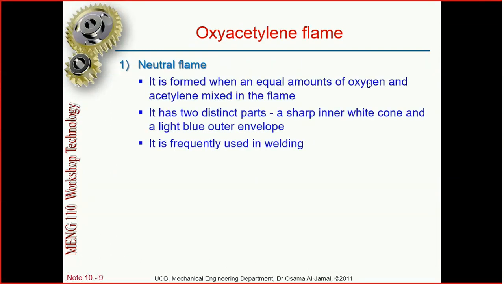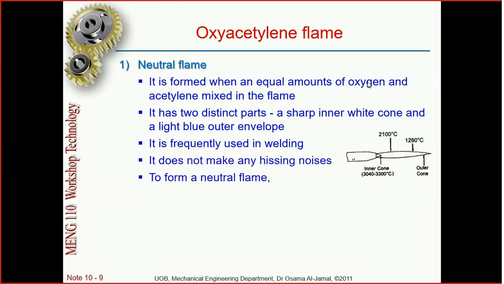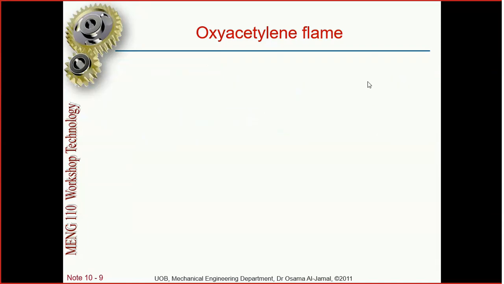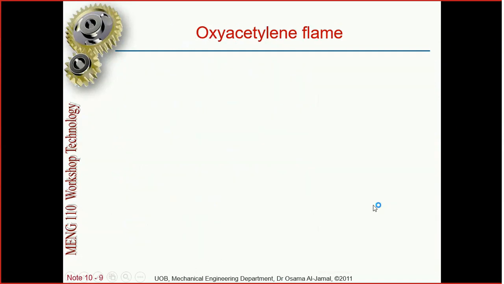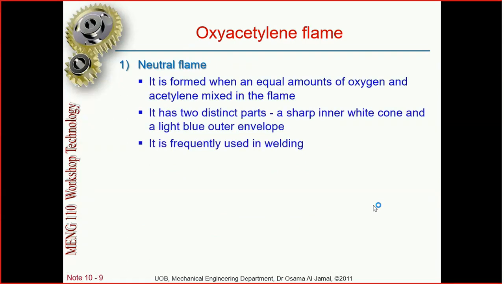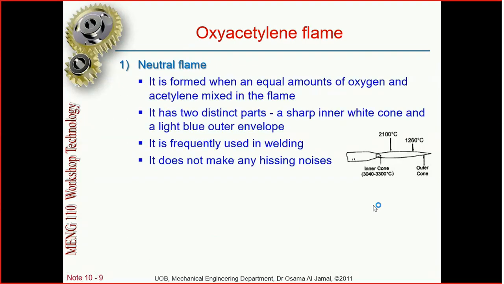So what is a neutral flame? When the amounts of oxygen and acetylene are equal. It has a sharp inner white cone, so inside it is white, and a light blue outer envelope. Here you can see inside it is white and the outer envelope is light blue. It is frequently used in welding and it does not make any hissing noise.